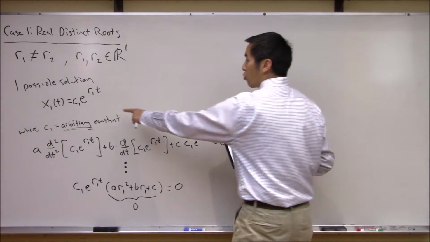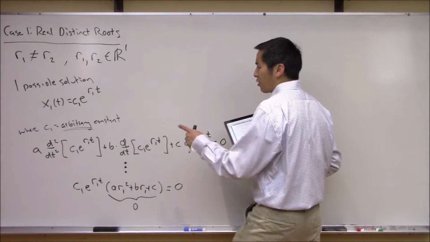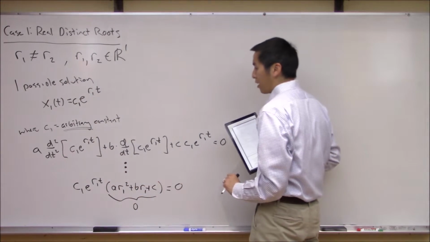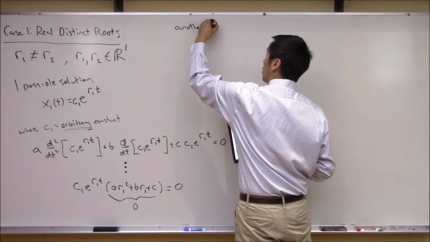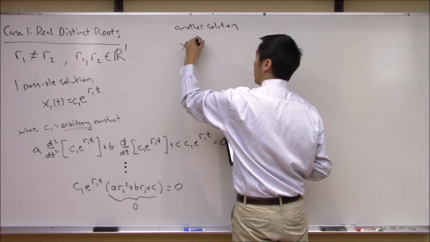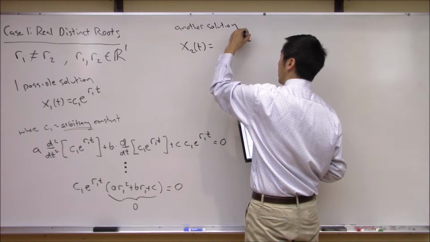Okay, so here's one possible solution. Interestingly, if you think about this, there's nothing special about using R1. Why didn't we go ahead and pick R2? It would have a lot of the same properties. So another solution is, let's do the exact same thing. How about let's say x2 of t is going to be e to the r2 of t, right?